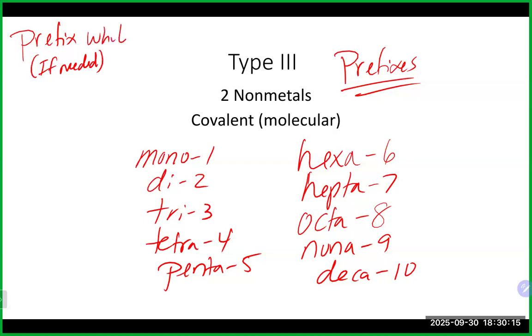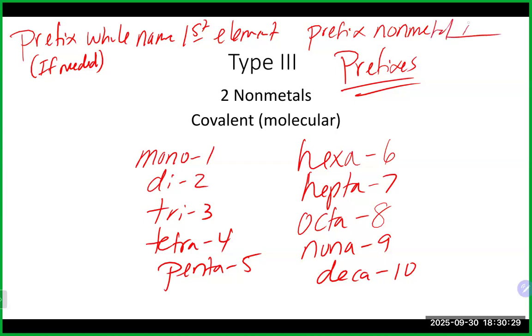So the way that we name it is we go prefix if needed, and the whole name of the first element. Then we go prefix on the second name, and the second name is named like we've been doing. It's the nonmetal name with the IDE at the end. So prefix on the first one if you need it, whole name of the first element in the formula, and then prefix on the second one, IDE ending like we've been doing for our nonmetals.